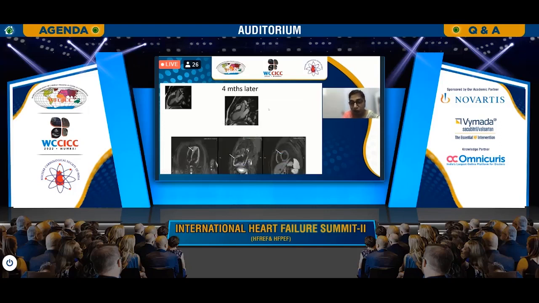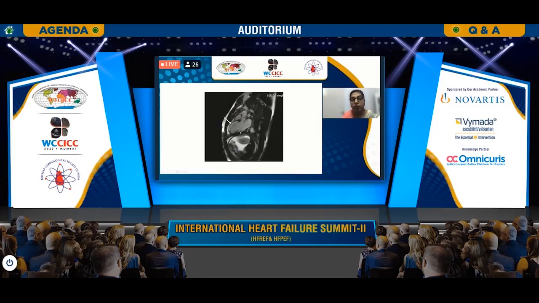Despite doing the revascularization, when the patient came for a repeat MR, what was found was that the anterior wall had thinned out as compared to the previous study. So it had not become normal. And the late gadolinium enhancement still showed the infarct.